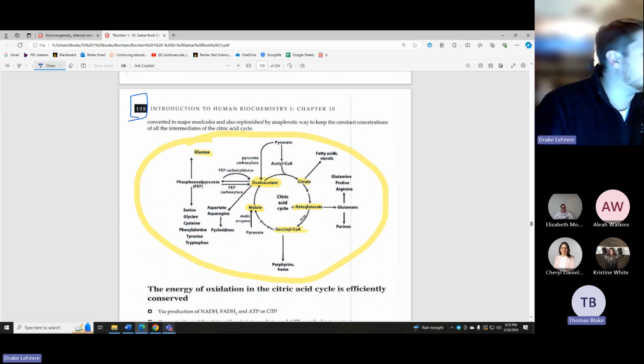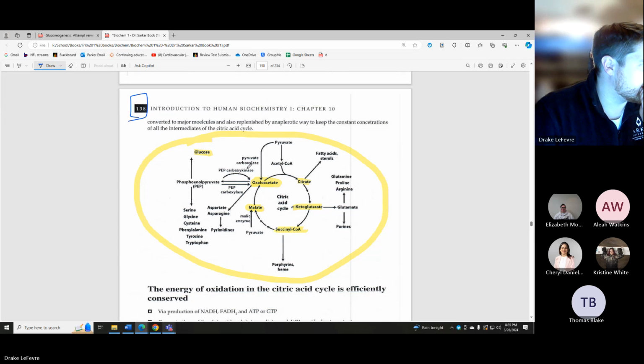So this kind of stuff might be in his slides where he specifically says the direction that they go. But yeah, this PEP carboxykinase right there, that's the same enzyme we talked about, converting the phosphoenolpyruvate back to oxaloacetate, or oxaloacetate going the opposite way in the PEP carboxylase. So these enzymes that we talked about with gluconeogenesis. So it's a good chunk of these different amino acids.